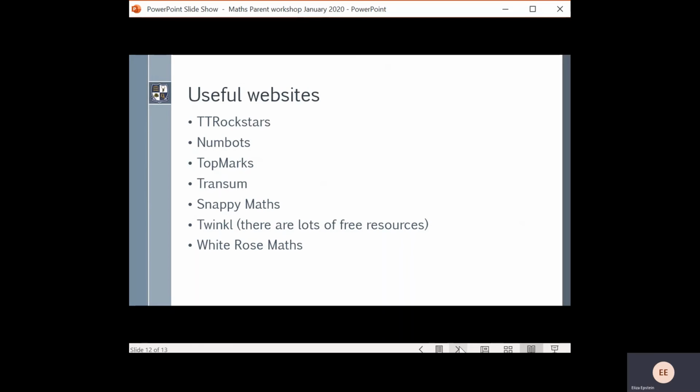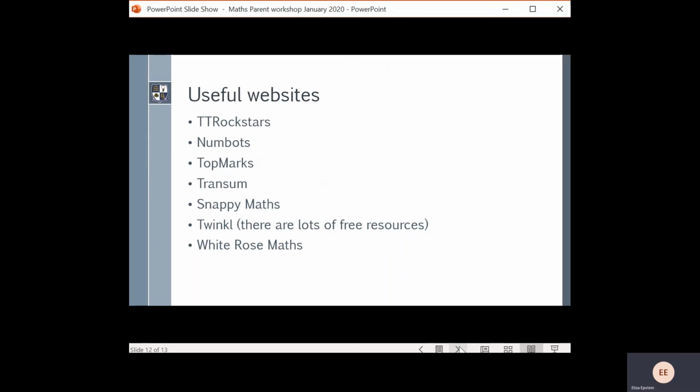Snappy Maths, there's loads on there. For example, it's a great place to find practice of telling the time, practice of reading scales, arithmetic, of course, word problems. There's all sorts on there. That's great. That's all free. Twinkle is a paid subscription, but there are some free activities that might be useful for you at home.